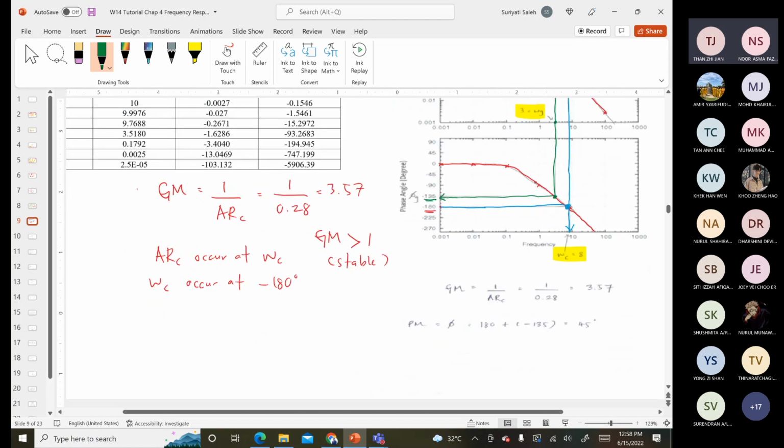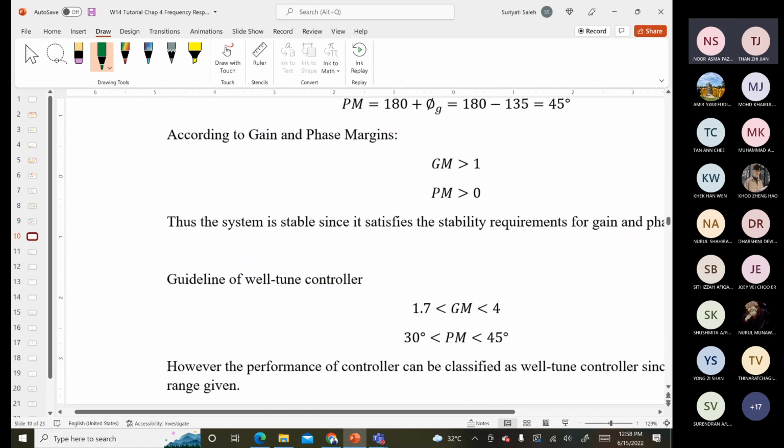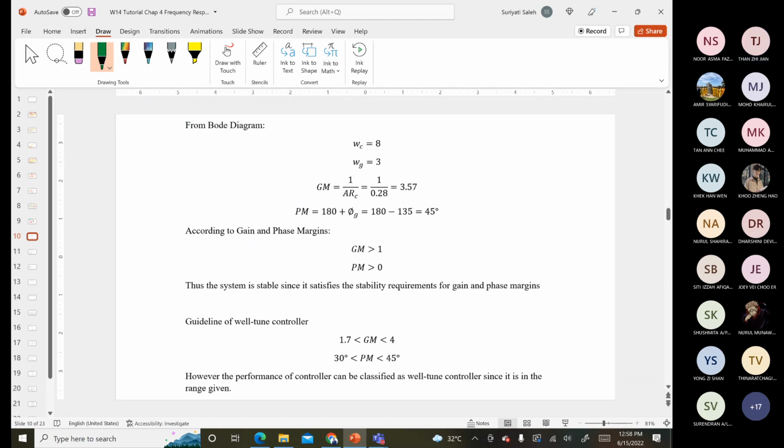So for this part, based on the Bode diagram, just to wrap up, the WC equal to 8 and the WG equal to 3. So we calculate the GM equal to 3.57, the phase margin equal to 45.